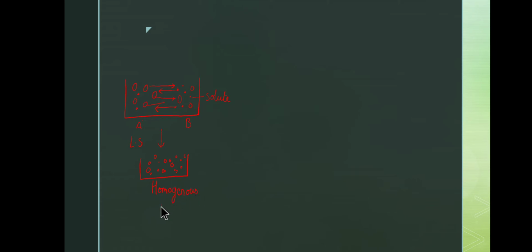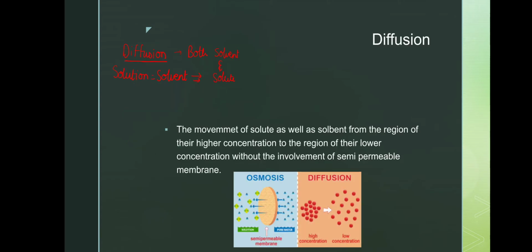So diffusion normally leads to the formation of a homogeneous mixture where both solute as well as solvent move from their higher concentration to the lower concentration, and there is no semi-permeable membrane involved. So two differences between osmosis and diffusion. In osmosis only the solvent moves, whereas in diffusion the solvent as well as solute, both of them move. Second difference, in osmosis the semi-permeable membrane is there, whereas in diffusion no semi-permeable membrane is present.